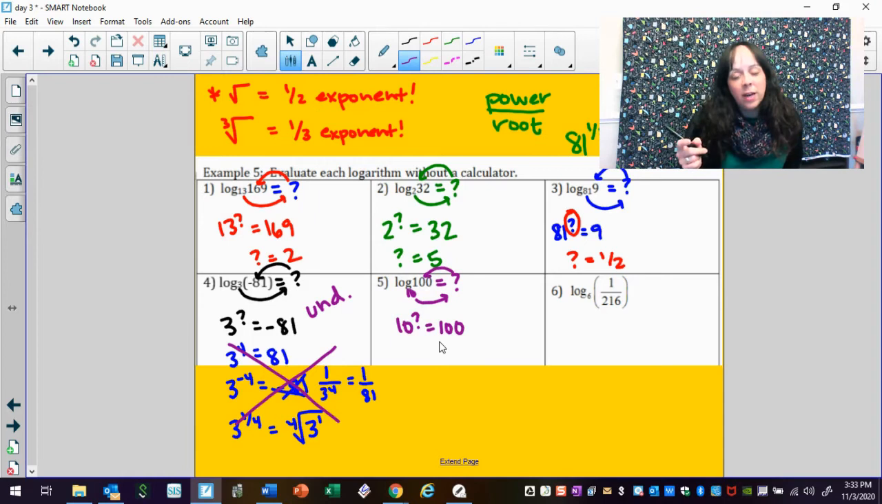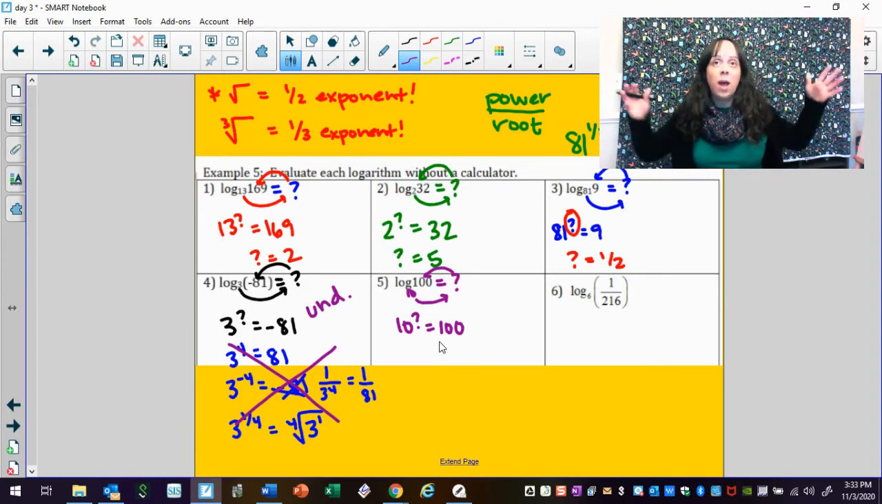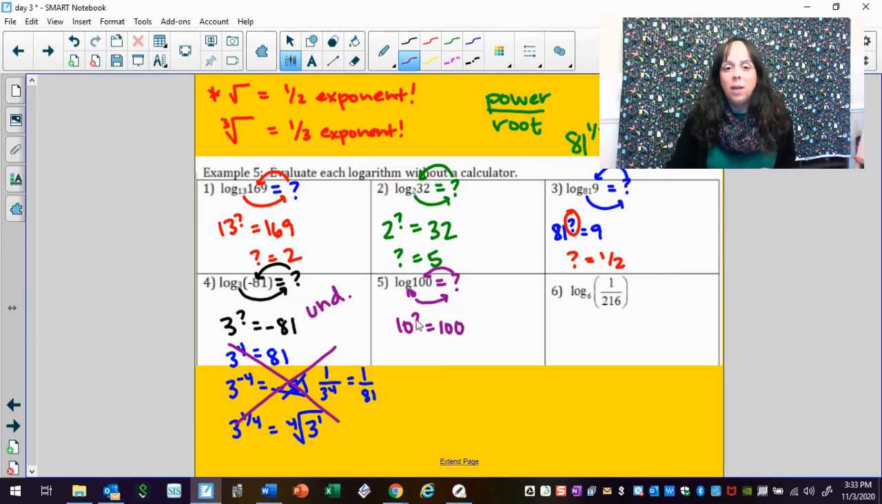10 to the 10th, I always see it every year. 10 to the 10th means you would have 10 zeros at the end of your number. Too big. 10 times 10, 10 squared is 100. So the power is 2.